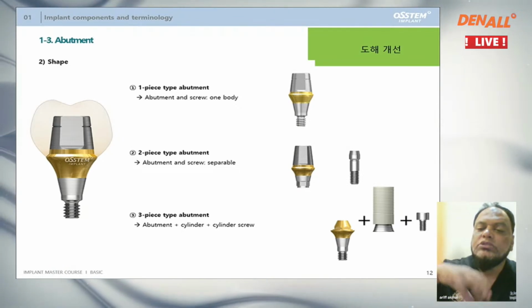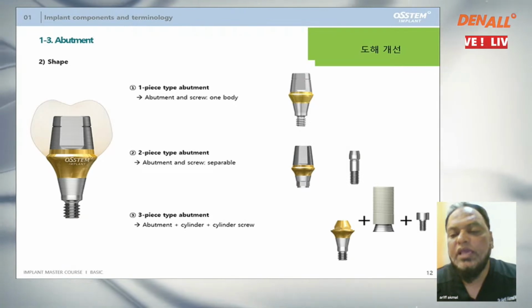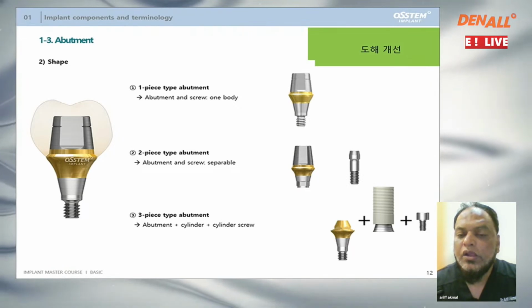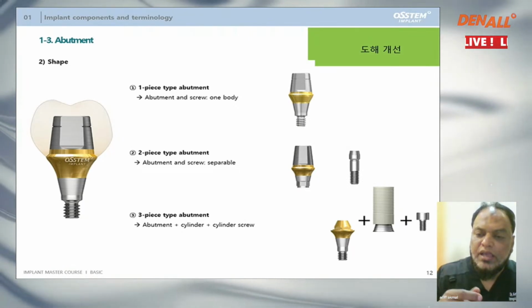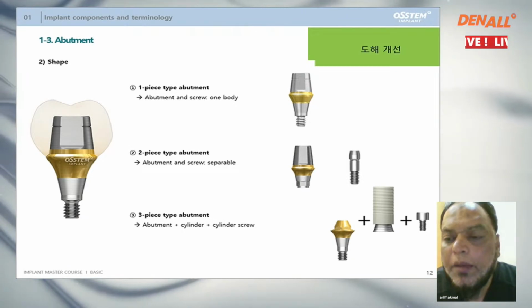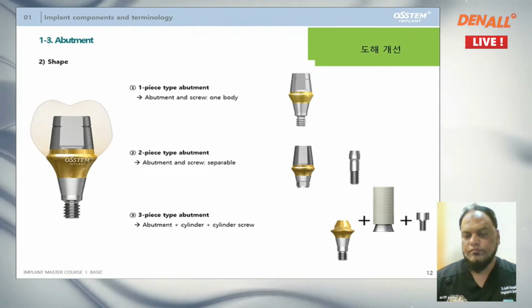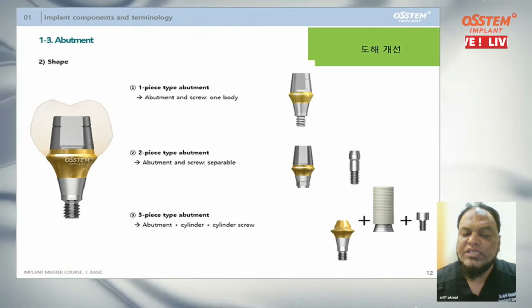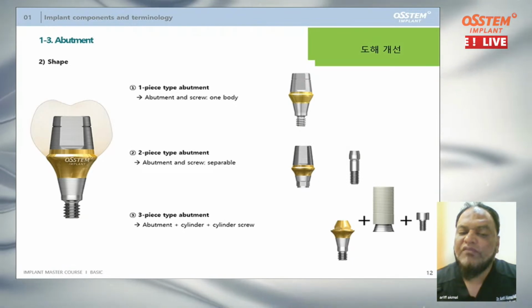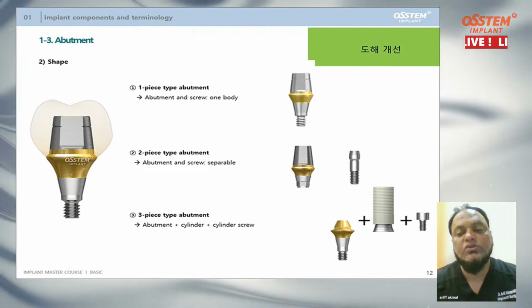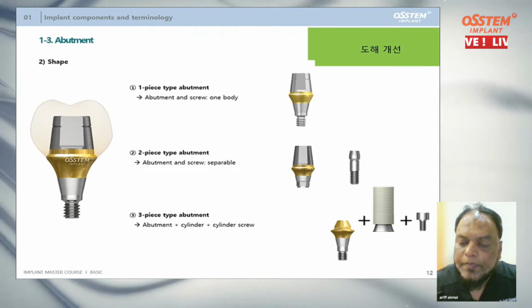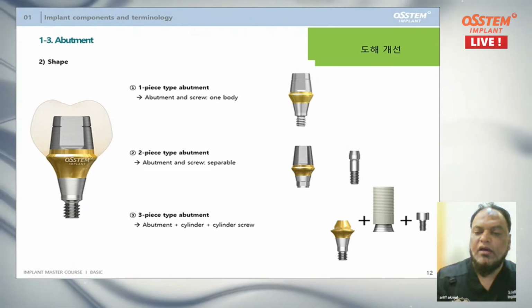You will just be screwing the abutment to the implant. Whereas in the 2-piece abutment, you place the abutment and then tighten it, attaching it to the implant with the help of an abutment screw. Whereas in the 3-piece, you have an abutment, then you have a cylinder, and then you have a cylinder screw. So that is the multi-unit abutment. Okay, is it clear till now?